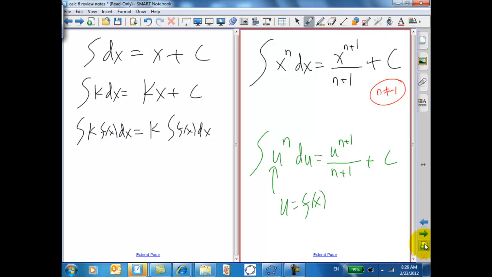So look for that. Do you have something inside a power or square root where you've got its derivative beside it? And this is the closest thing we have.